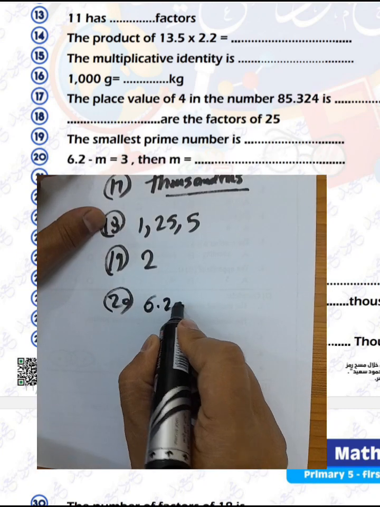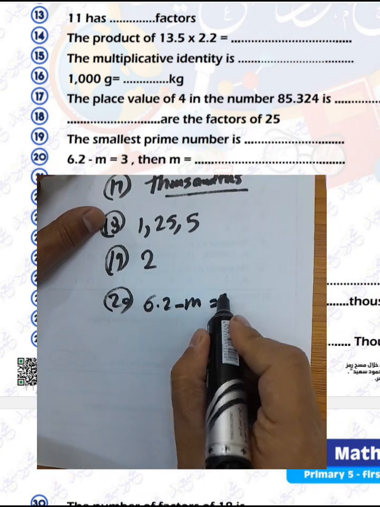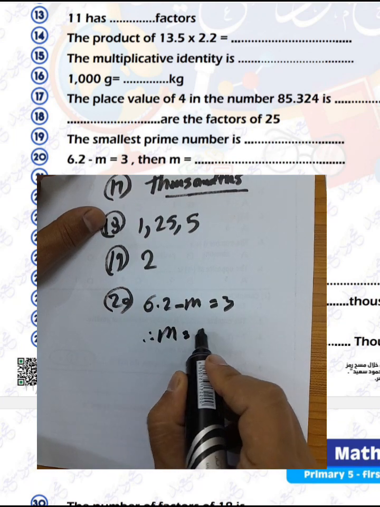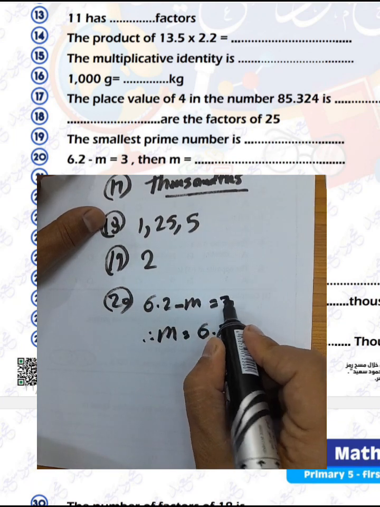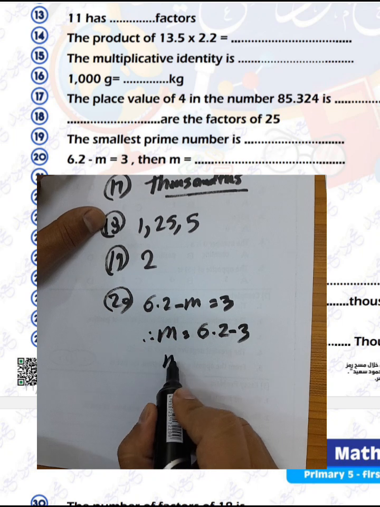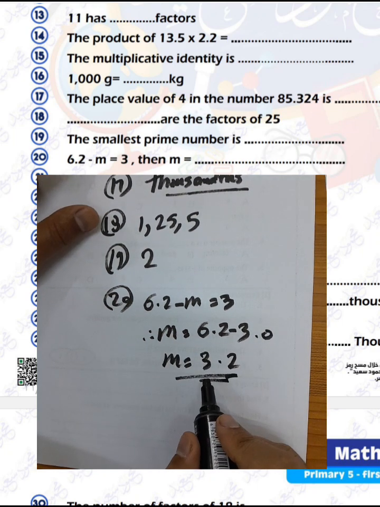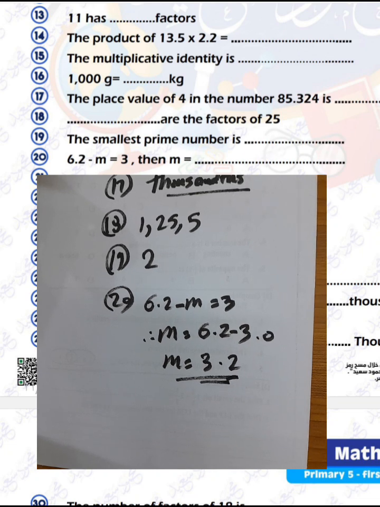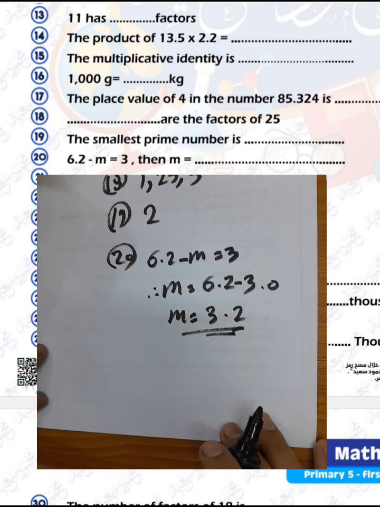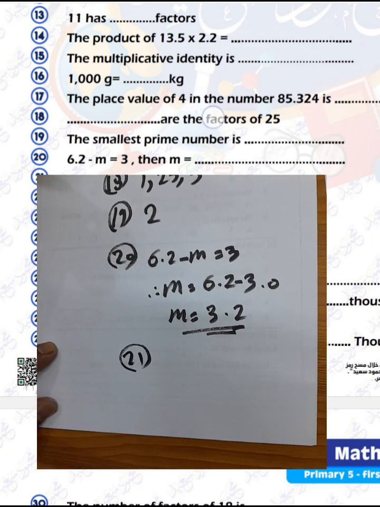6.2 subtract m equals 3. Then m here equals the difference between them. 6.2 subtract 3, then m will be 3.2. Okay, the result here is 3.2. Question 21.